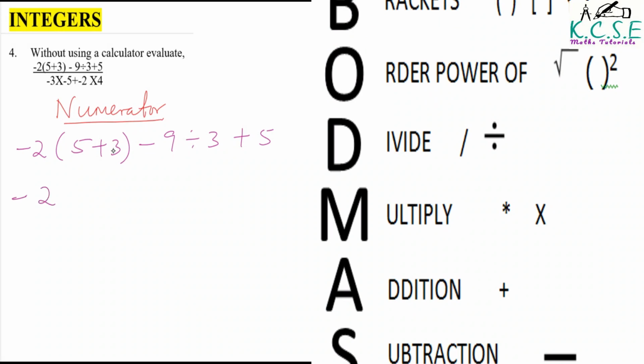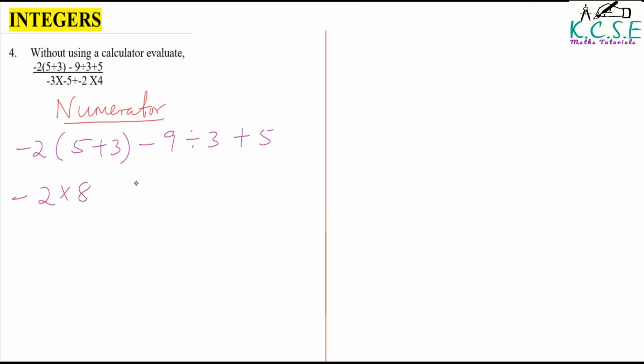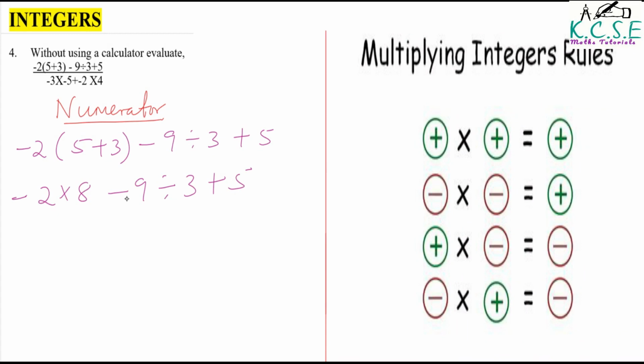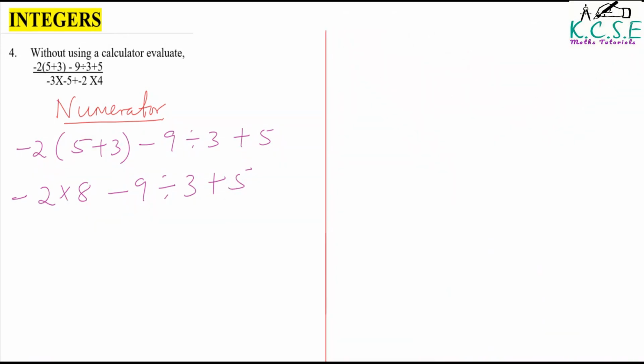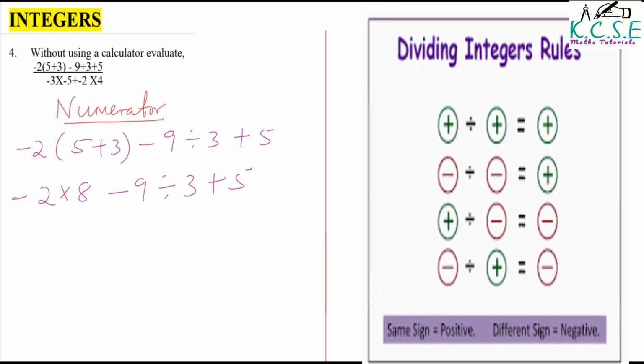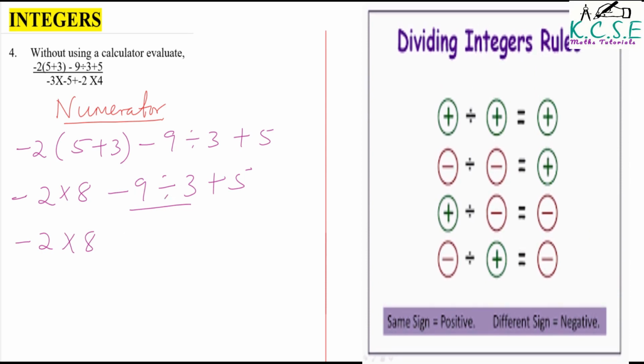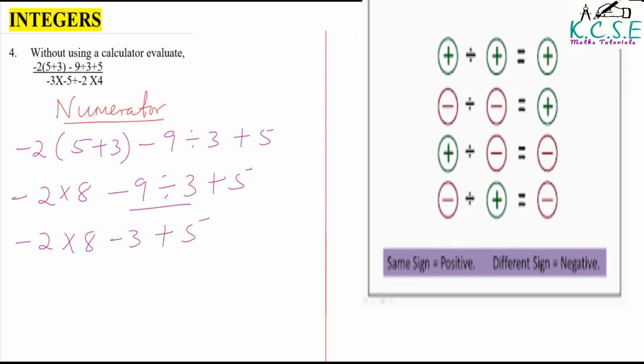Negative 2, 5 plus 3, when you remove the bracket, this one will be multiplication. 5 plus 3, which is 8. Then negative 9 divided by 3 plus 5. Now you can see we have a mixture of signs here. We have multiplication, subtraction, division, addition. So according to the law of BODMAS, we're supposed to begin with division. You have negative 2 times 8. Work out this division first. Negative 9 divided by 3, which is negative 3 plus 5.